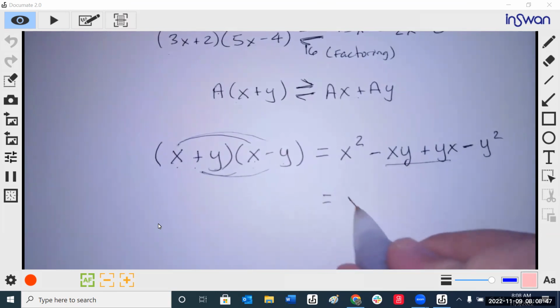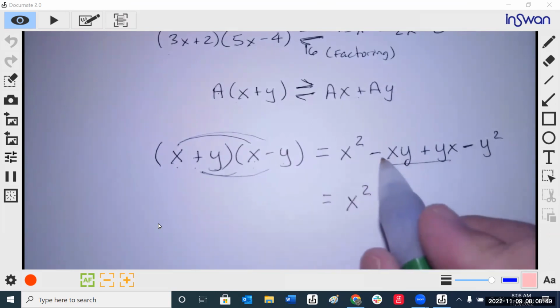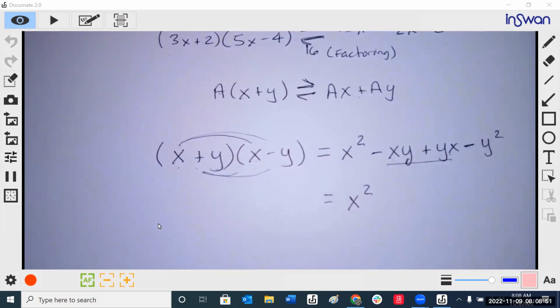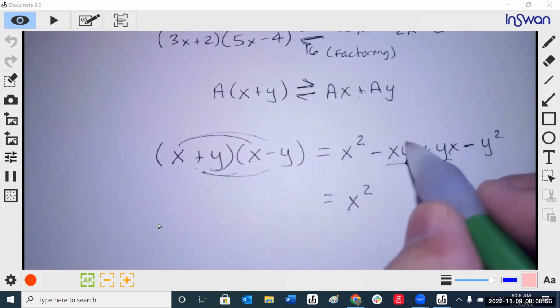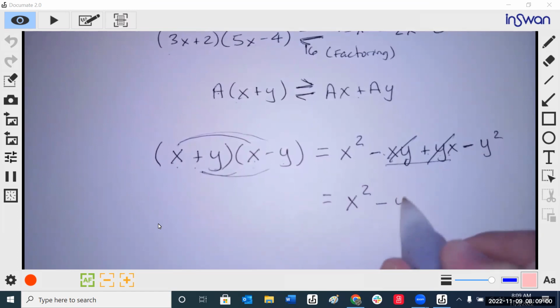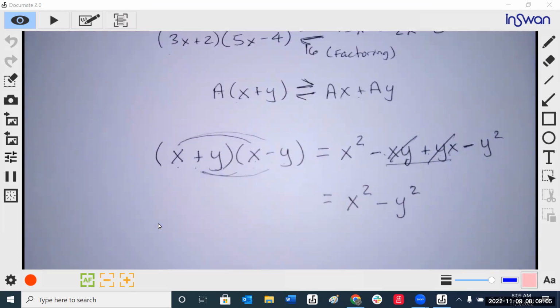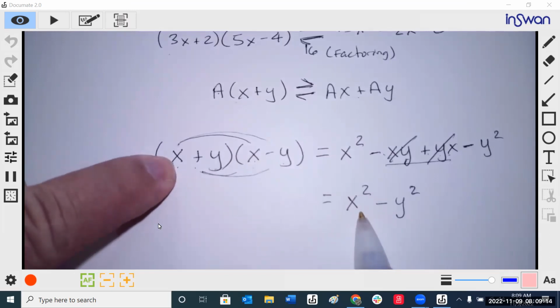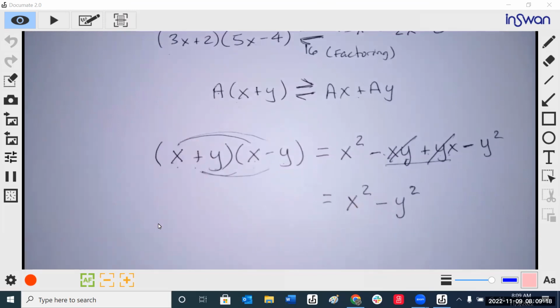Combine like terms. XY and YX are the same thing. The commutative property of multiplication. So we can switch them around. So these are the same things. One's positive, one's negative, they cancel. So if you have the same numbers inside the parentheses, and the only thing different is the sign between them, the shortcut is just take this first number, square it, minus the second number and square it.